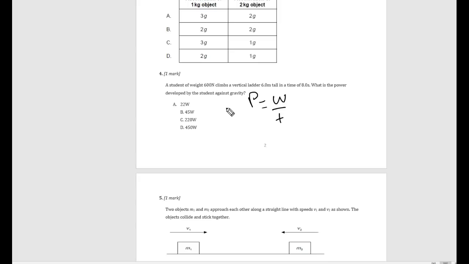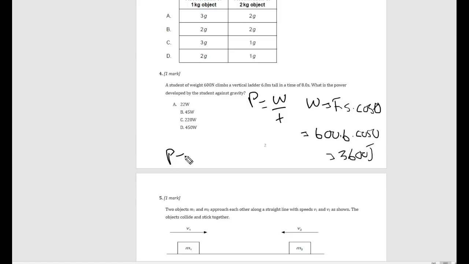What force does he have to exert? Remember, work is done by force, F s cosine theta. What force is he exerting? Well, he's exerting a force against his own weight, which is 600 newtons, right? 600 newtons over a displacement of 6 meters. 600 times 6 times cosine of 0 is equal to 3,600 joules, and that's over 8 seconds.